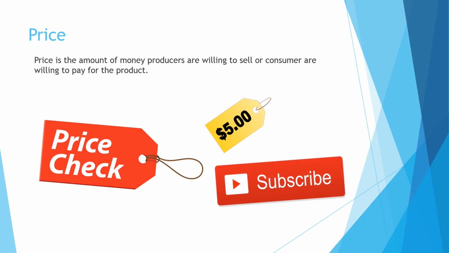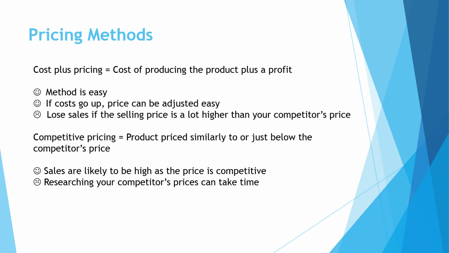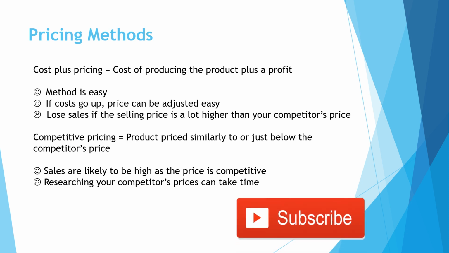So let's cover and understand price. Price is the amount of money producers are willing to sell or consumers are willing to pay for the product. There are a number of methods by which pricing is done.